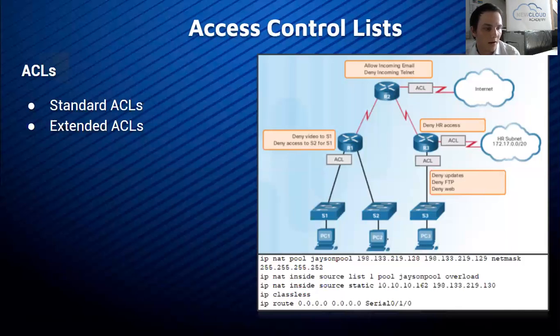Standard ACLs allow you to evaluate only the source IP address of the packet. Standard ACLs are not as powerful as extended ACLs and can't distinguish between the types of IP traffic, but they are less CPU intensive for the device.